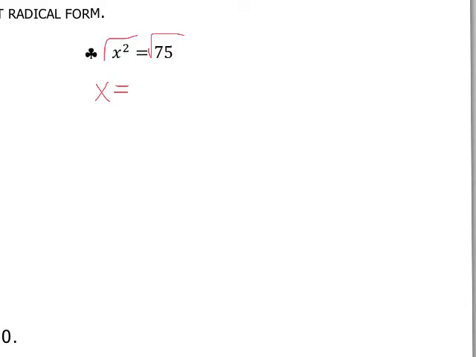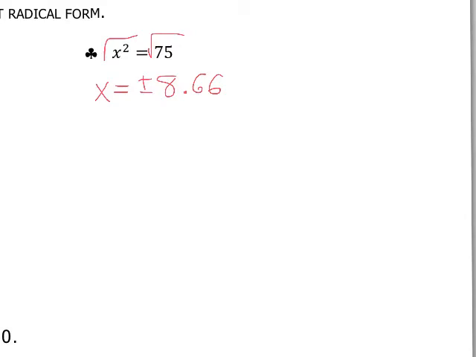So you said it's 8.66? So plus or minus 8.66. And just like Colin said, could I do 5 radical 3? Sure you can. Just make sure it's plus or minus 5 radical 3.